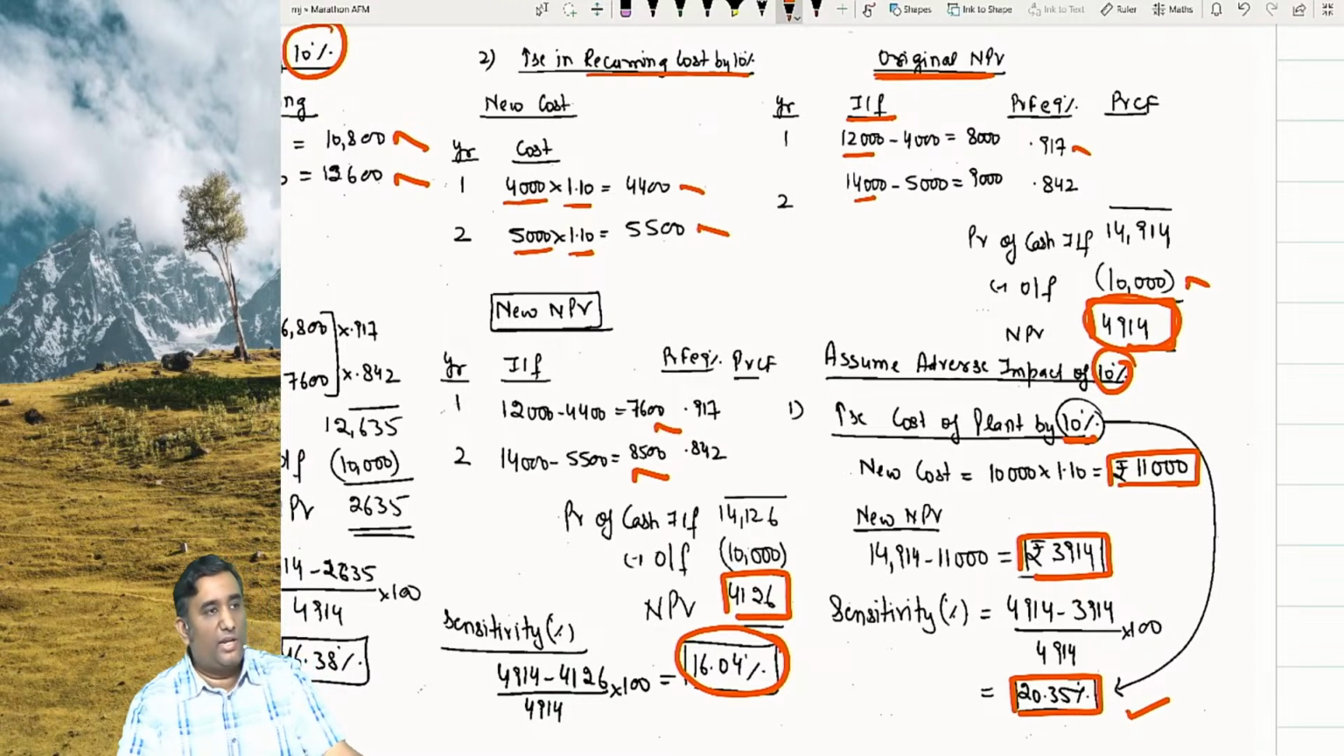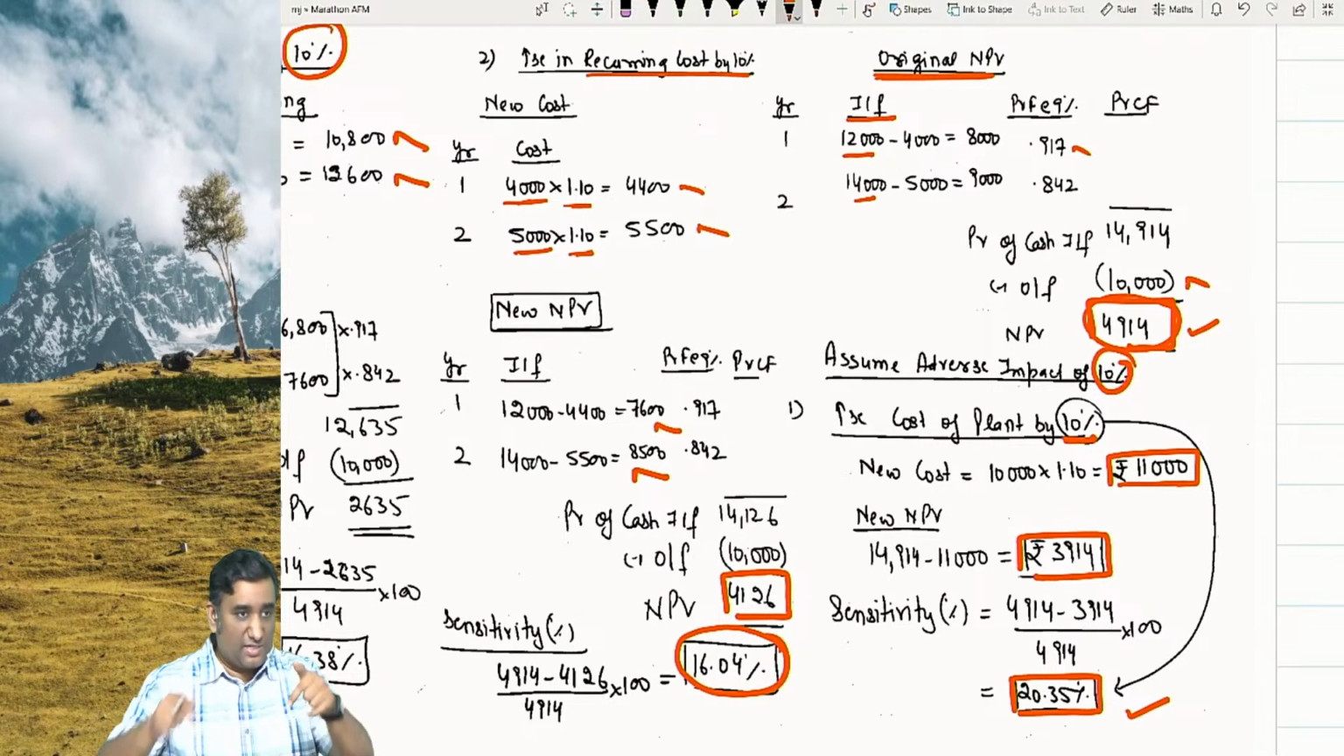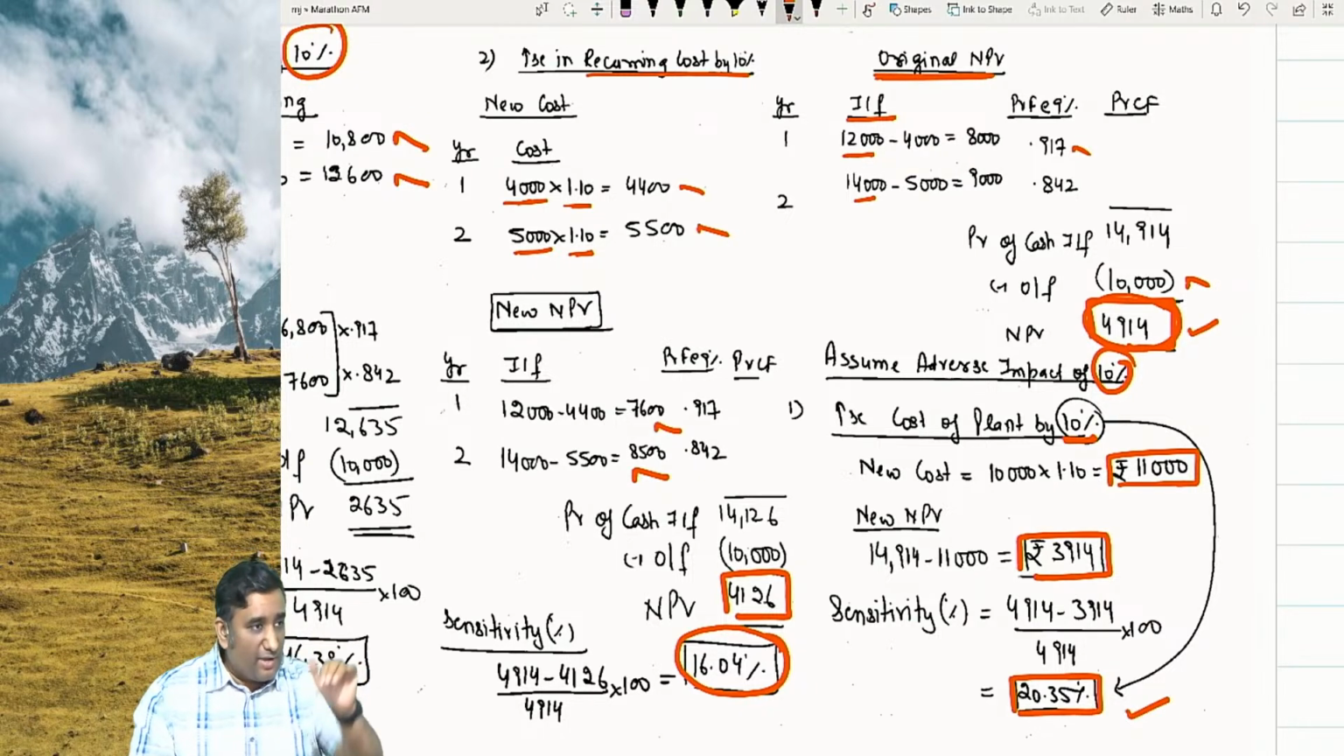4914. You tell me the cost, and this NPV is in what terms? Present value terms. That means standing at period 0. You tell me cost should be increased by how much so that NPV becomes 0. I'm just asking by amount. If I have to make 4914, cost should be increased by how much amount so that my NPV becomes 0? 4914. So if I increase my cost by 4914, my NPV will become 0.